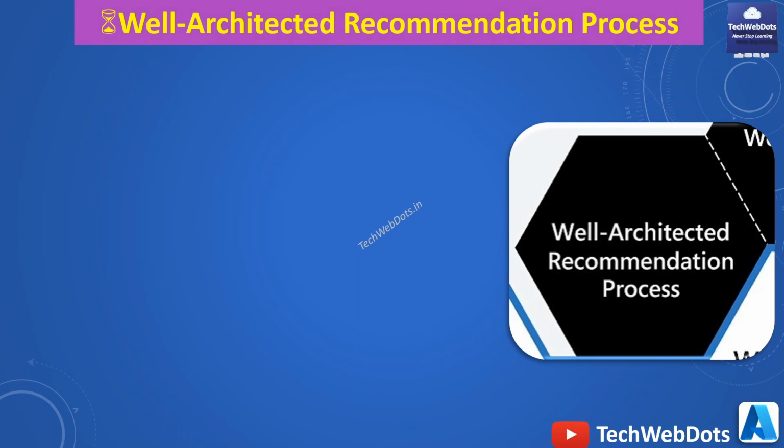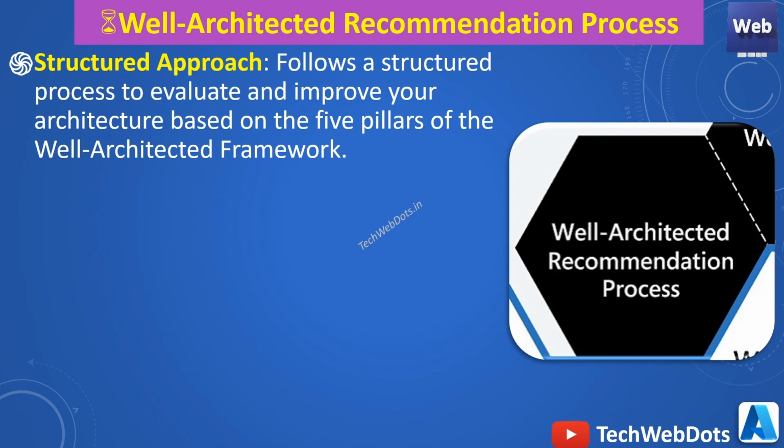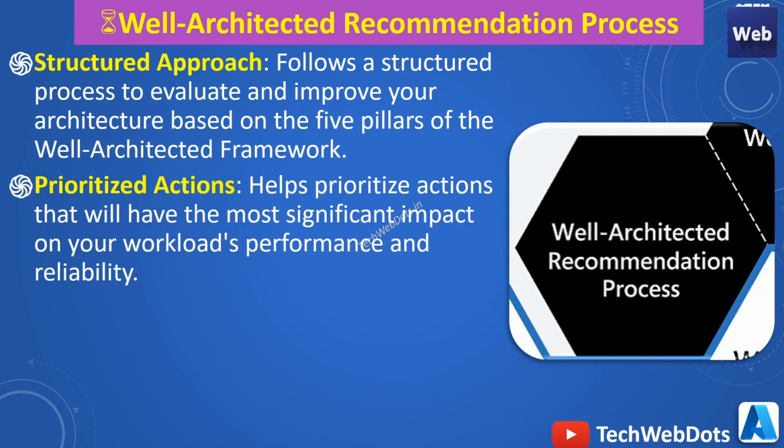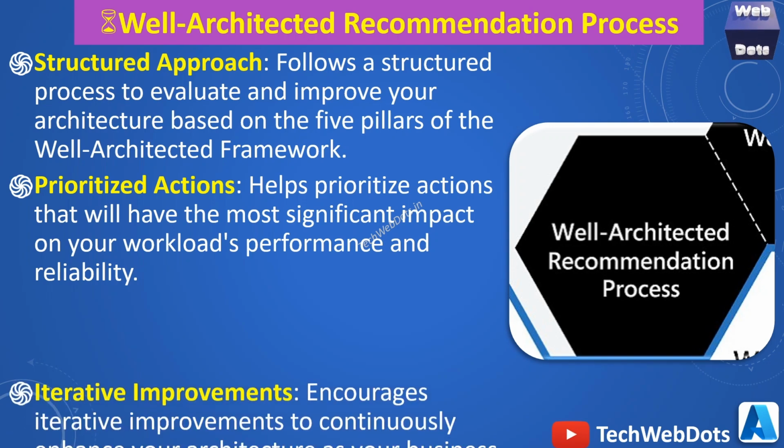Okay, the last one, the well-architected recommendation process. So we have seen all the important tools and best practices available with the well-architected framework, right? In the well-architected recommendation process, the first point is a structured approach. You should follow a structured process to evaluate and improve your architecture based on the 5 pillars that we already know of WAF. Second is prioritize actions. It really helps prioritize actions that will have the most significant impact on your workload performance and reliability.